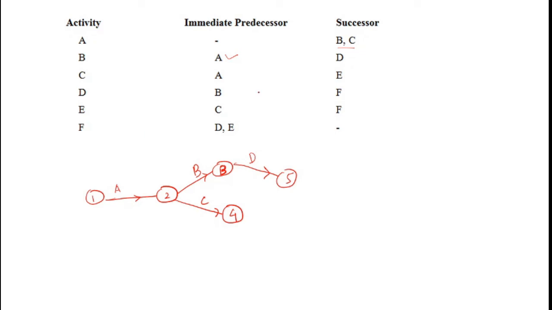And for activity C, predecessor is A, we have already done, and successor is E. And for D, the predecessor is B and successor is F. And similarly for E, predecessor is C, we have already drawn, and successor is F, and for F it is D and E. In a similar way, to make it logical, we can join these with a dummy activity. So in this way, this network can be drawn.